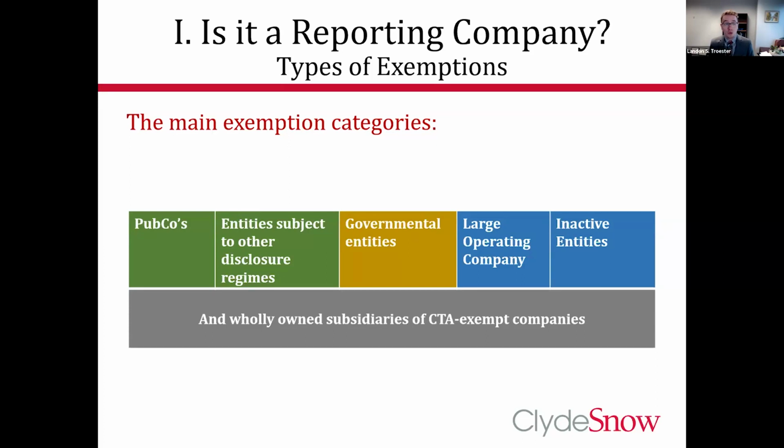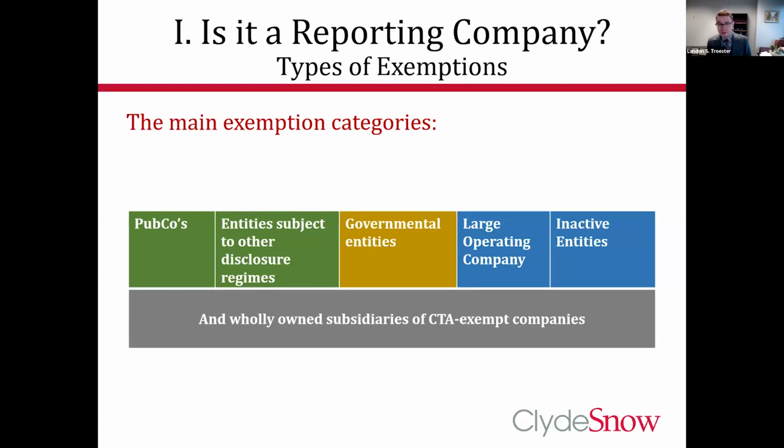The first two are public companies, which are registered with the SEC and have to provide reporting information, as well as entities that are subject to similar or related disclosure systems. I'll show you a list for your own curiosity, but in essence, these are entities that have to report a lot of owner information to the government already, and Congress did not want to duplicate this work by requiring you to then report the same information again to FinCEN through the Corporate Transparency Act.